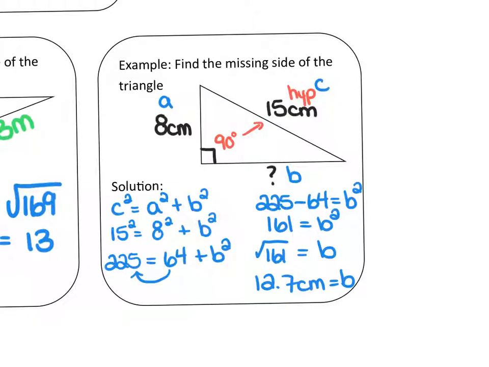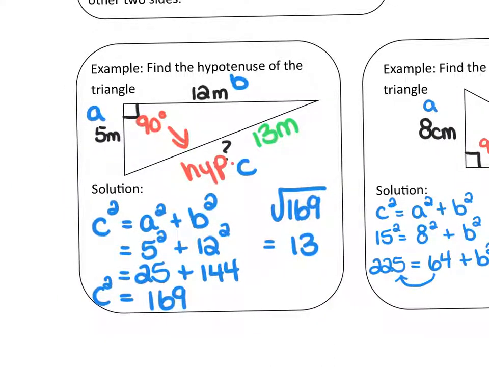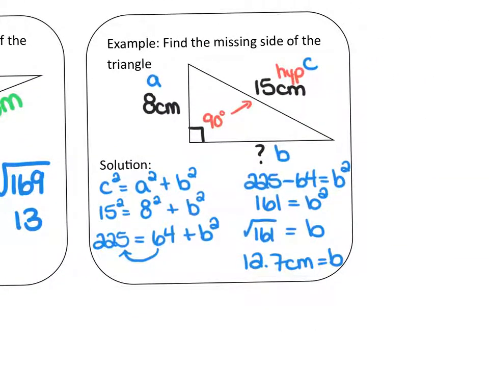And just like that, I've shown you how the Pythagorean theorem works. I showed you how to find the hypotenuse, and I showed you how to find one of the other two sides. That's really the only thing you're going to do. If you're looking for the hypotenuse, you're going to use this formula here. And if you're looking for one of the other two sides, you're going to follow this example right here.